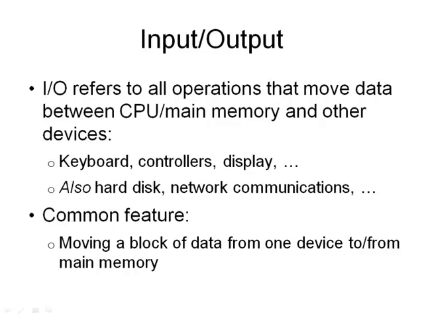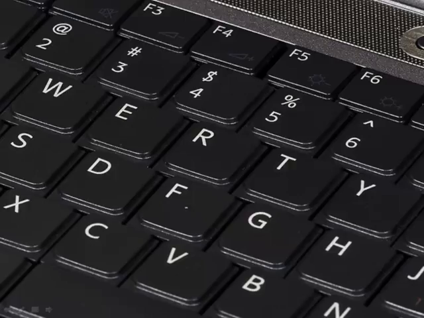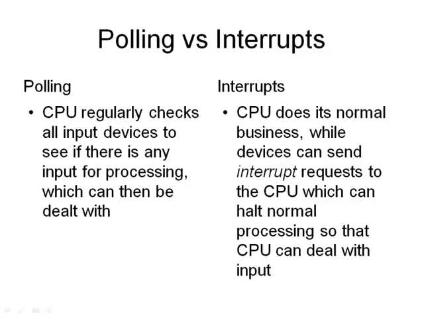The common feature that all I/O has is moving data from one device to or from main memory or to or from the CPU. So the keyboard is obviously a very standard form of input and is perhaps the most simple, most obvious form of input for computer programs. Two key forms of input: polling and interrupts.